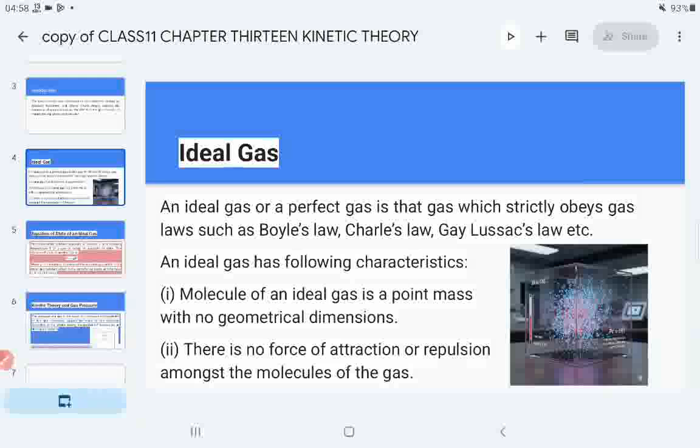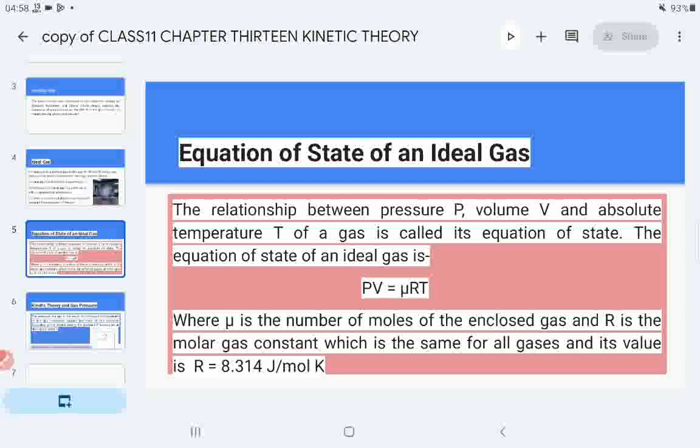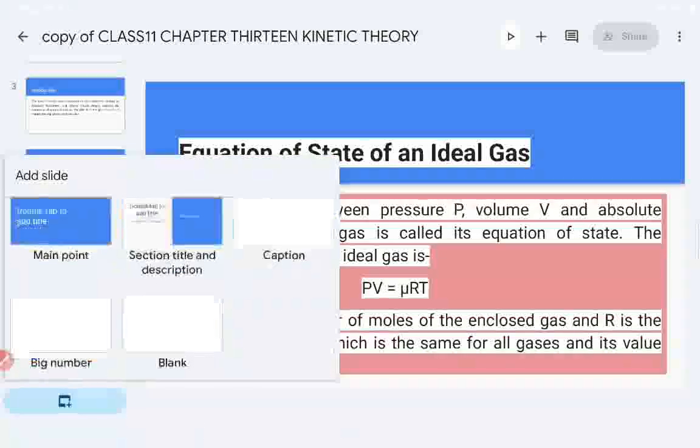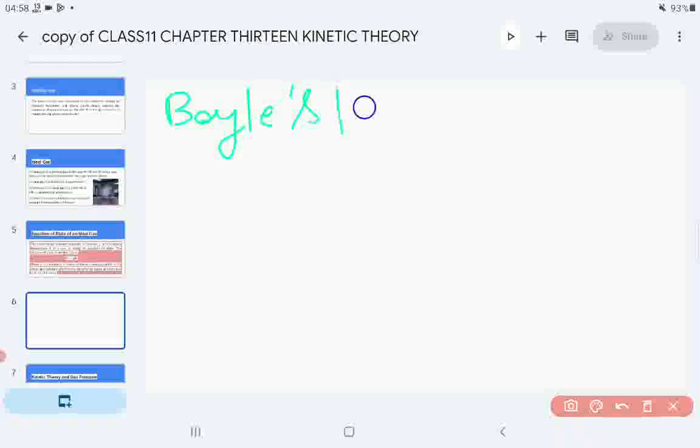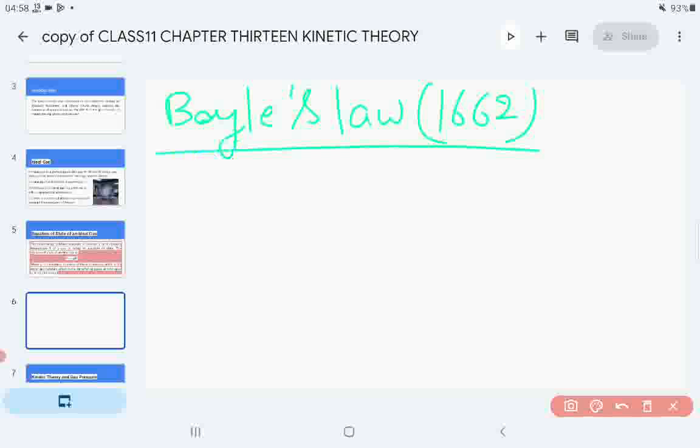Before going ahead, we have to first understand the equation of state of an ideal gas, PV equals mu RT. You have already studied this previously. Let me start with the very beginning. There was one scientist which you already know, Mr. Boyle. Boyle gave a law in 1662, many years back.